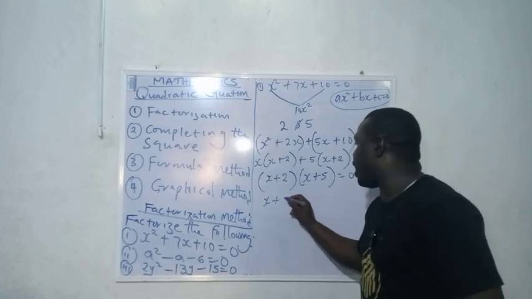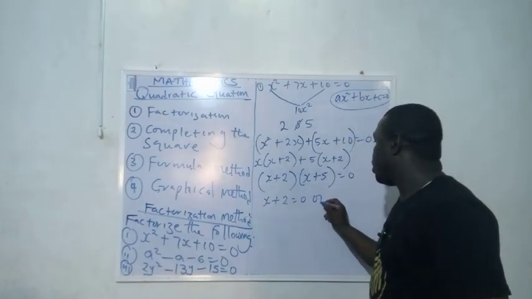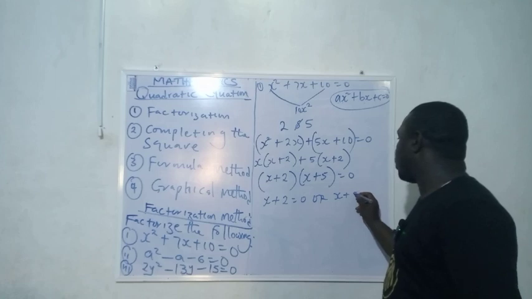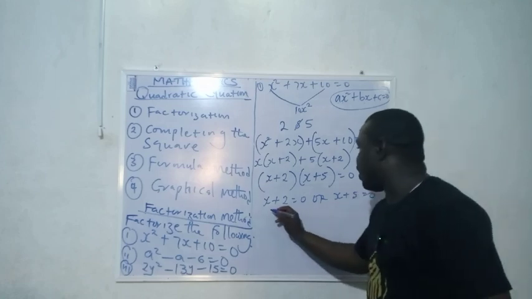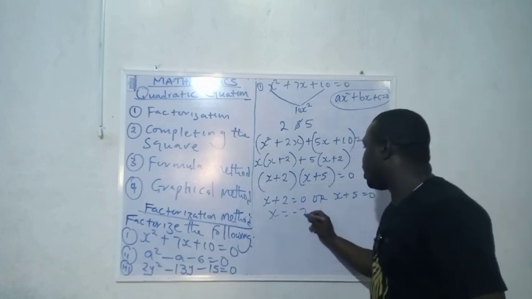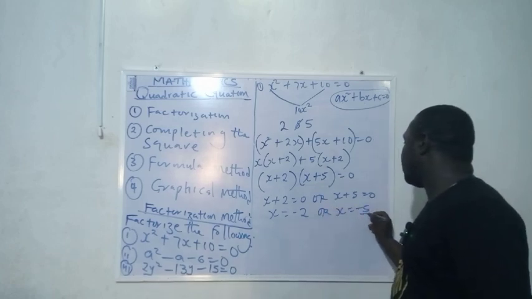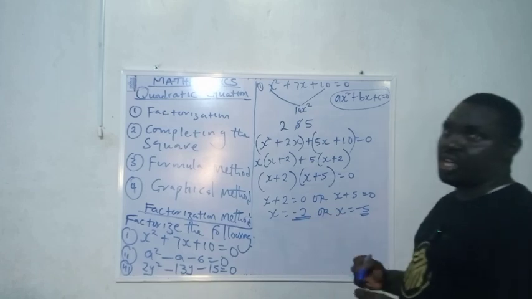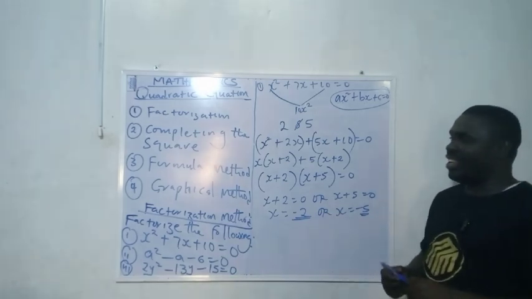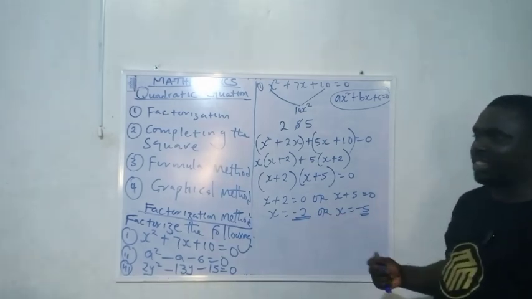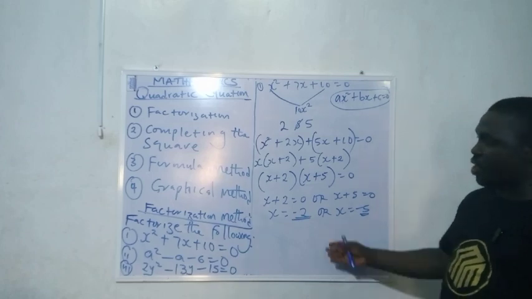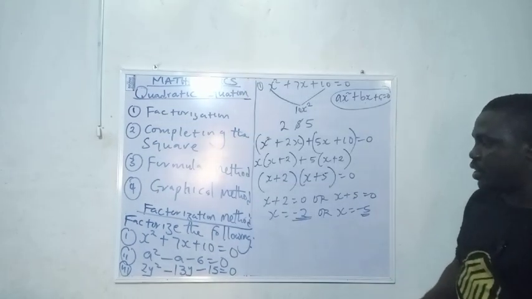Therefore, our x plus 2 is 0, or our x plus 5 is 0. And so we have x equals minus 2, or x equals minus 5. This gives us our final answer. I'm sure it's pretty simple, right? Yeah, that's it. So in case you have any question, you're free to ask.